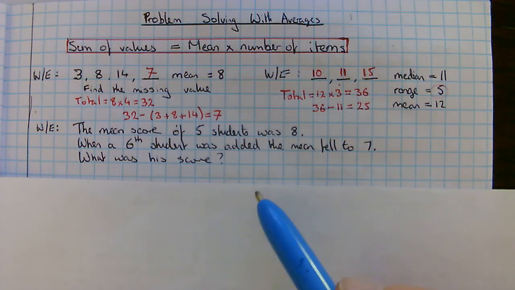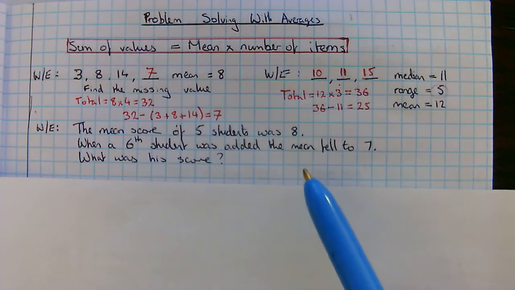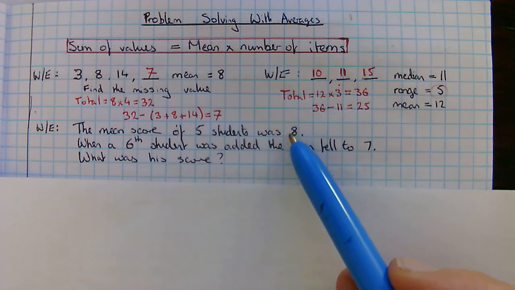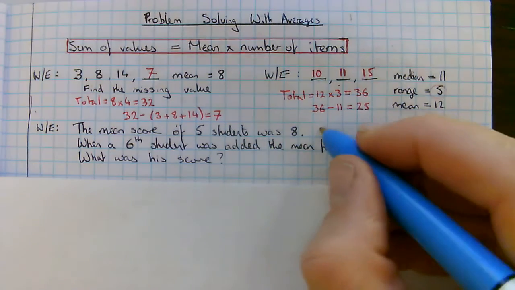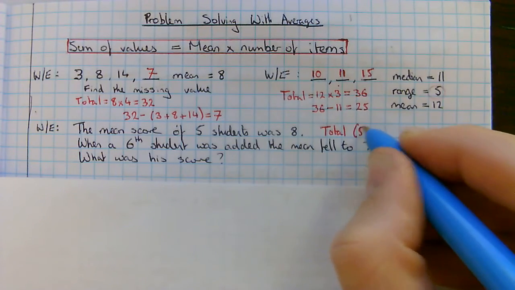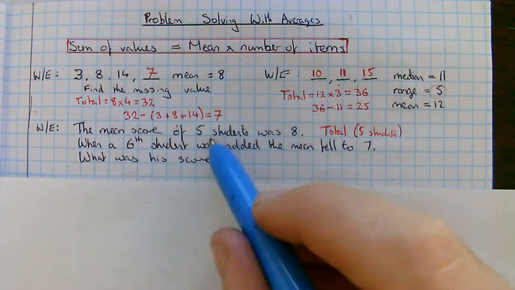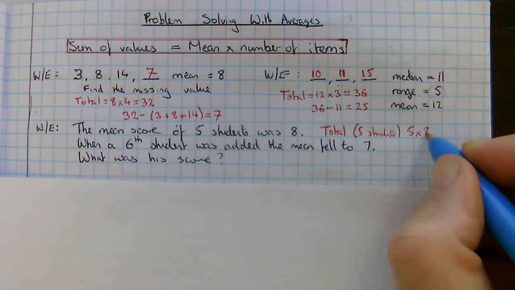The last worked example here again involves going back to the totals. So I've got some students who did a test. When I look at 5 students, the mean score was 8. So I should be thinking, what's the total score of those 5 students? So the total from the 5 is going to be 5 times 8, which is 40.